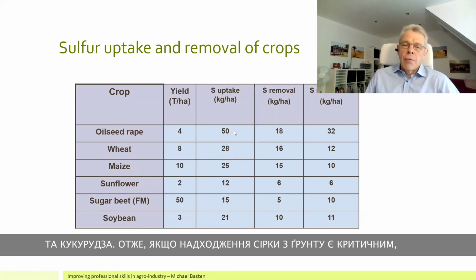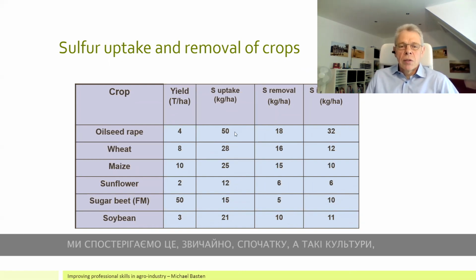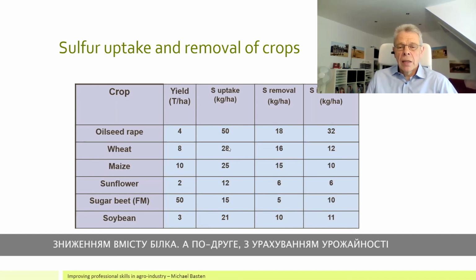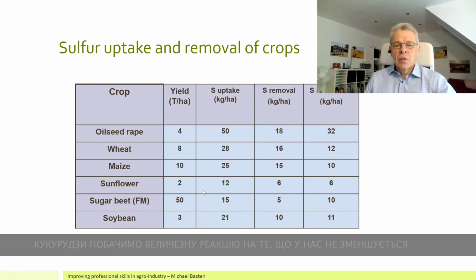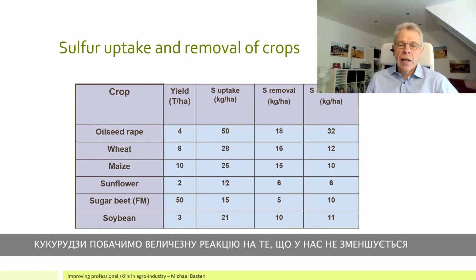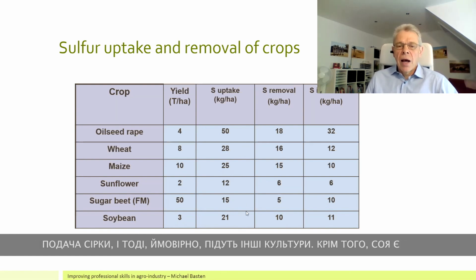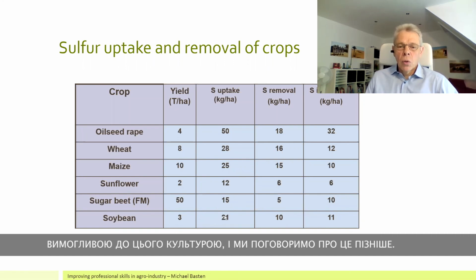So if sulfur supply from soil is critical, we observe it, of course, first in crops like oilseed rape. Wheat will follow, first probably with a reduction in protein content, and second with a yield response. In maize, we will see a yield response if we don't have adequate sulfur supply, and then other crops would probably follow. Also, soybean is a kind of demanding crop, and we will talk about that later.